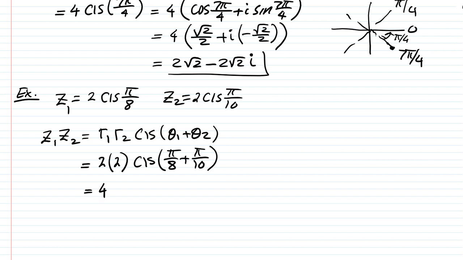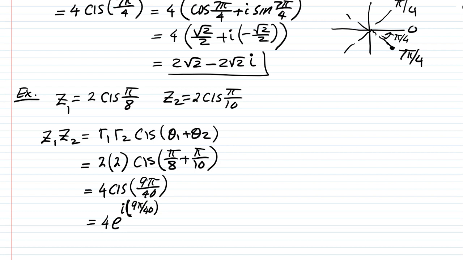That's 4. Now the LCD here is 40. 40 divided by 8, so that's 5 pi. 40 divided by 10 is 4, that's 4 pi. So the numerator is going to be 9 pi over 40. Okay, so it's going to be cis 9 pi over 40. And as a complex number, I can write this as 4e to the i, and the argument is 9 pi over 40.